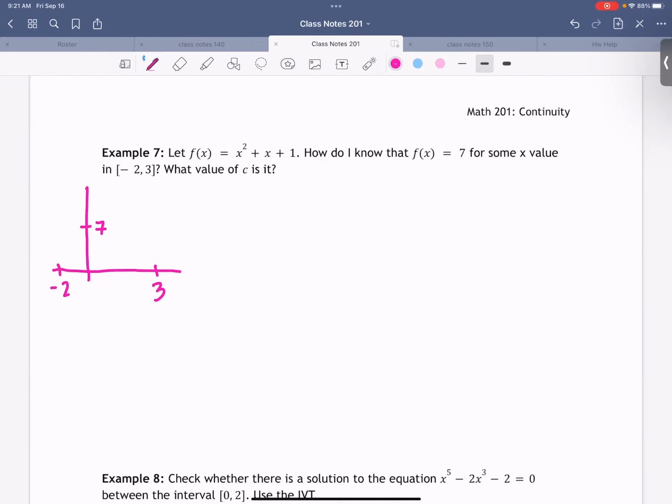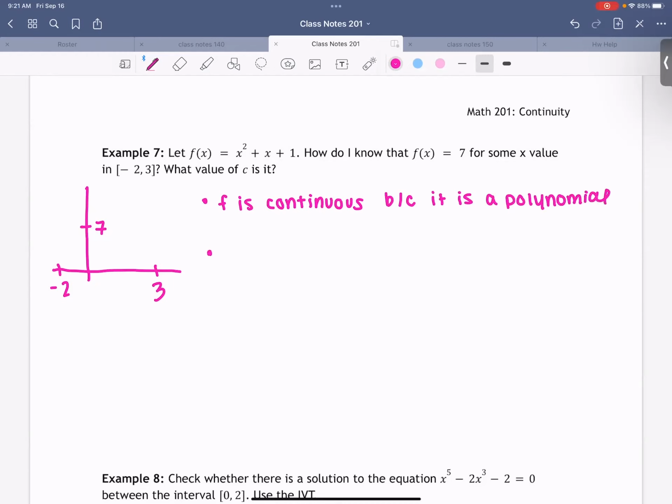The intermediate value theorem only talks about continuous functions, so we might as well state that f is continuous, right? How do I know that f is continuous? It didn't say it in the question. Because it's a parabola. Polynomials are continuous, right? So I have to say because it is a polynomial.